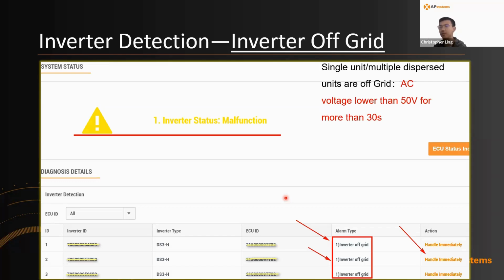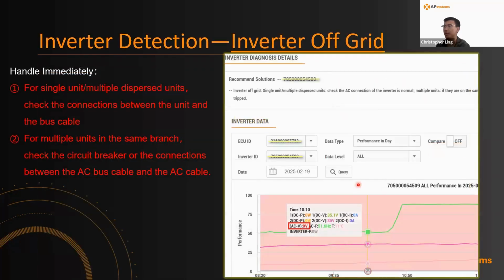So during this scenario, you will be able to see that a microinverter will communicate with the system and denote that there's no AC voltage on the output. If it knows that the AC voltage is lower than 50 volts for more than 30 seconds, you'll be able to see that on the graph. As you see over here, there's a red section that highlights the times where it reports 0 volts on the AC. So in this case, AC voltage is 0 if you look on the line graph.